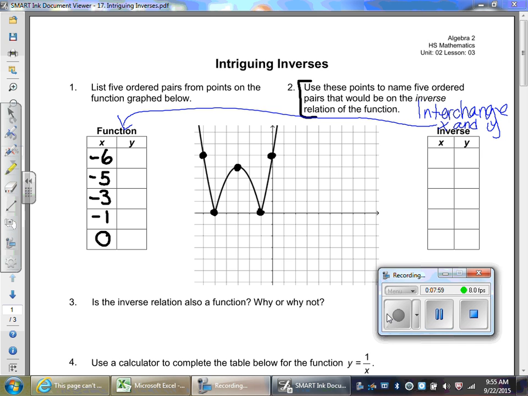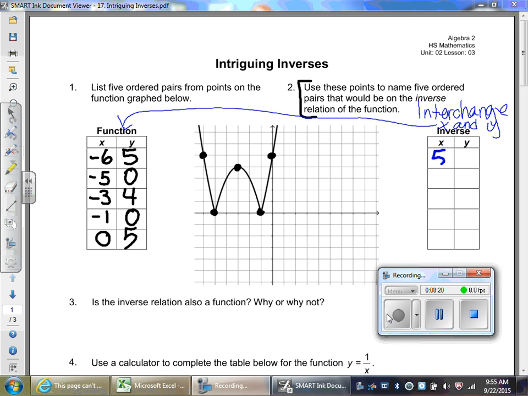David, what do you get? Tell me all the y values. 5. Okay. Let's start with David, that's his, and then you. So 5, 0, 4, 0, 5.